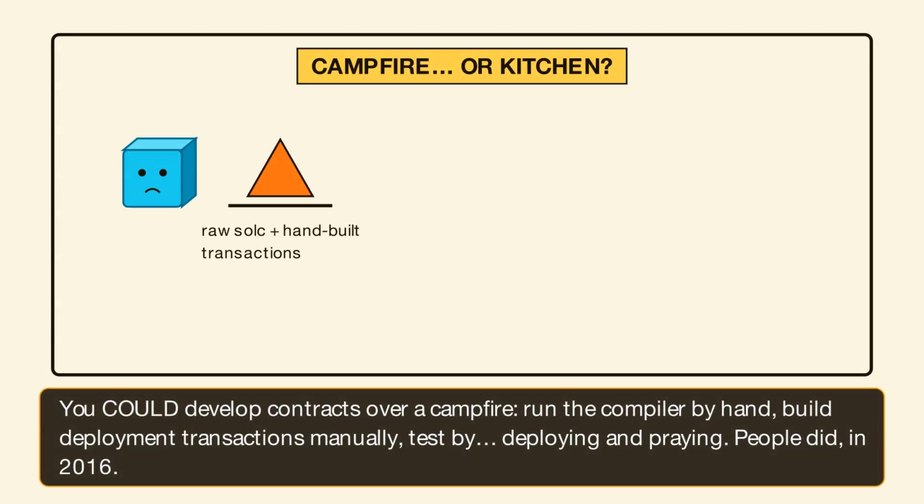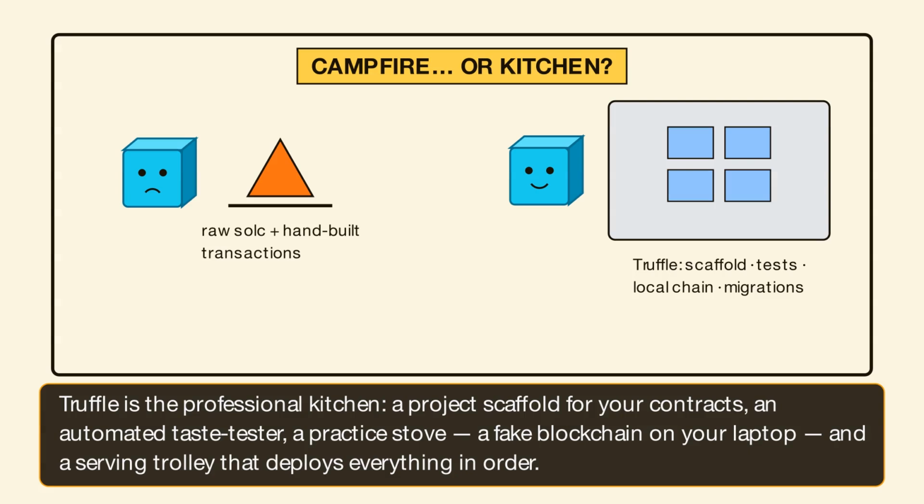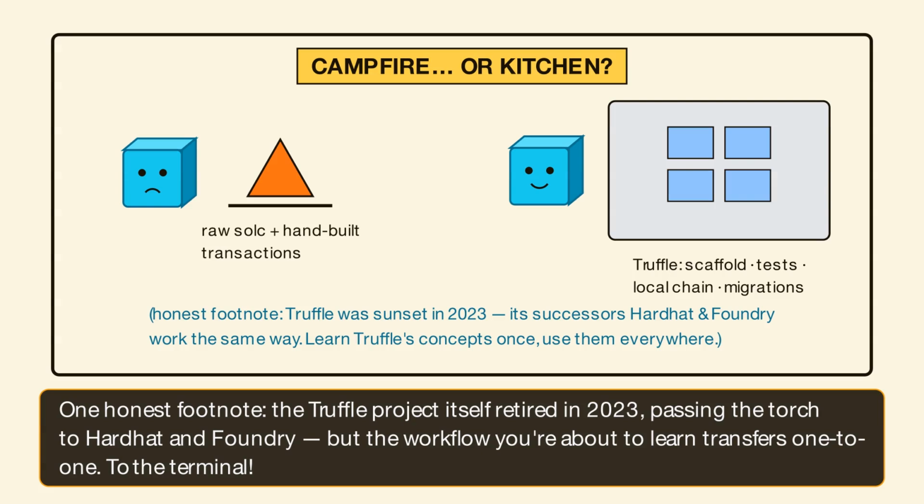You could develop contracts over a campfire, run the compiler by hand, build deployment transactions manually, test by deploying and praying. People did, in 2016. Truffle is the professional kitchen: a project scaffold for your contracts, an automated taste tester, a practice stove, a fake blockchain on your laptop, and a serving trolley that deploys everything in order. One honest footnote. The Truffle project itself retired in 2023, passing the torch to Hardhat and Foundry, but the workflow you're about to learn transfers one-to-one, to the terminal.